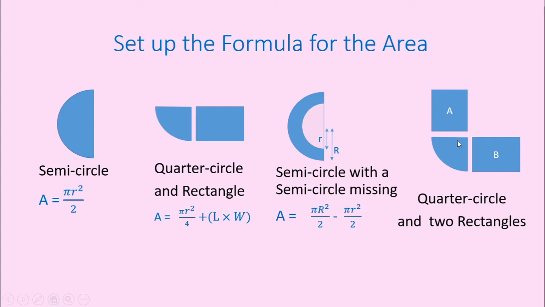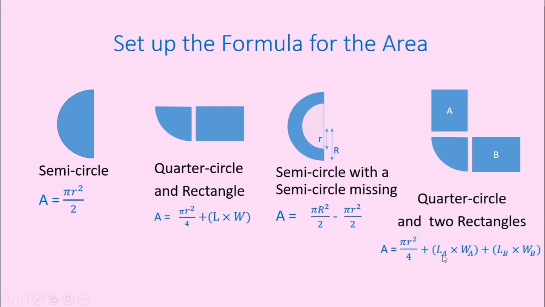Right, this next shape here, it's a quarter circle and two rectangles. Well, if we knew this formula, this shouldn't be too difficult. It would be a quarter circle, so pi r squared divided by 4, plus a rectangle, length times width, and another rectangle, length times width.